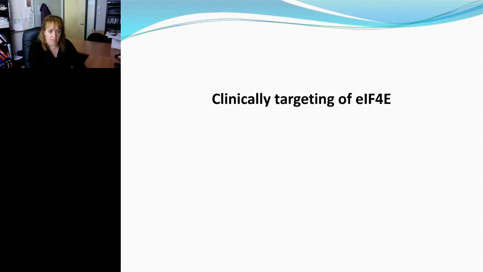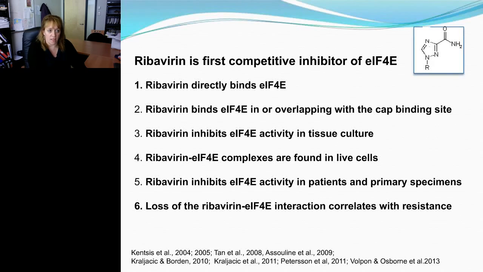So how do we clinically target EIF4E in the perspective particularly of acute myeloid leukemia? So we identified many years ago, almost 10 years ago in fact, that this small molecule, well-known antiviral drug, Ribavirin, acts as a competitive inhibitor of EIF4E. What I don't have time to show you in detail, but I'll show you a little bit, is on the following list. So Ribavirin, we will show you, directly binds EIF4E, and it directly binds in or near, overlapping with, the cap binding site.